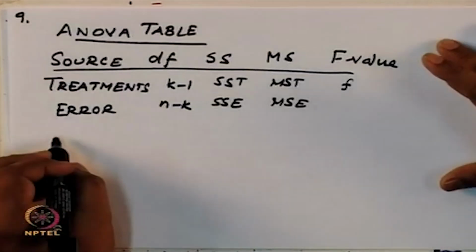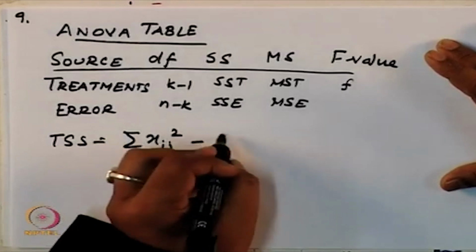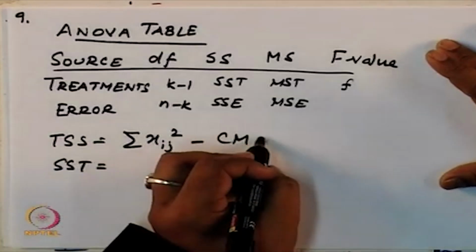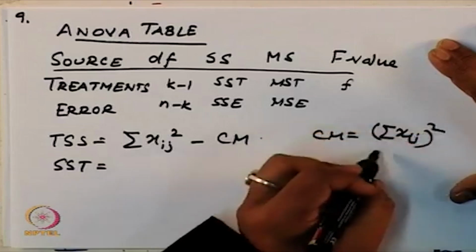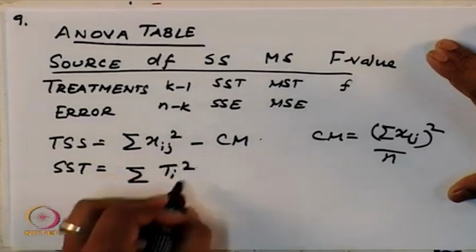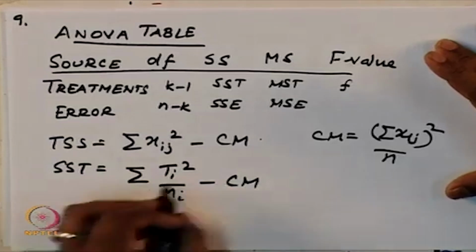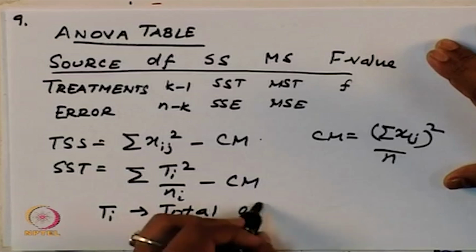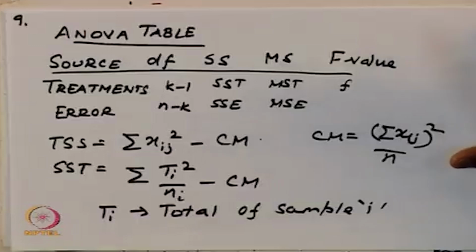Again, your TSS is the summation of x_ij square minus Cm, where Cm is given by (summation x_ij) whole square by n. SST is the summation of Ti square by Ni minus Cm, where Ti is the total of sample i.